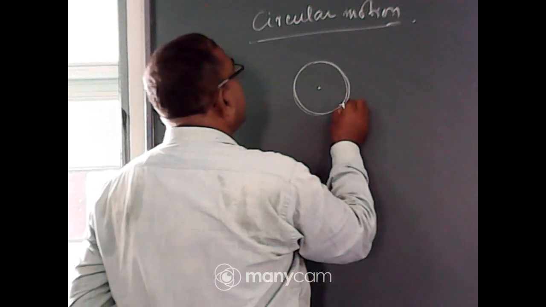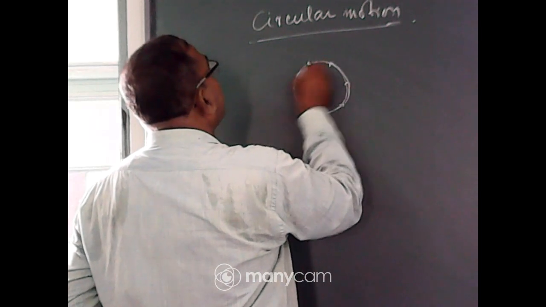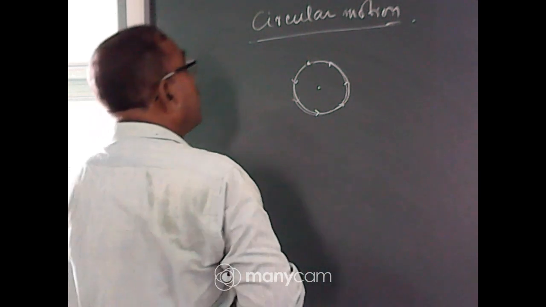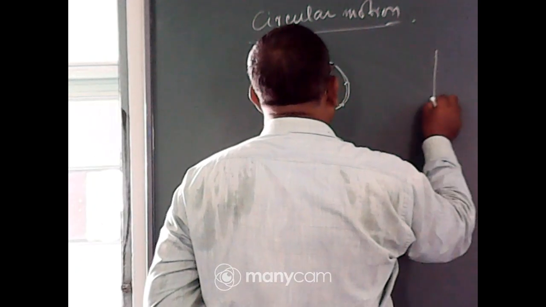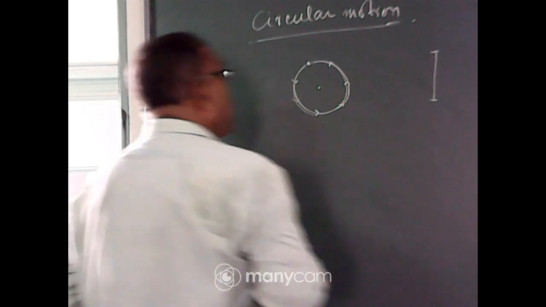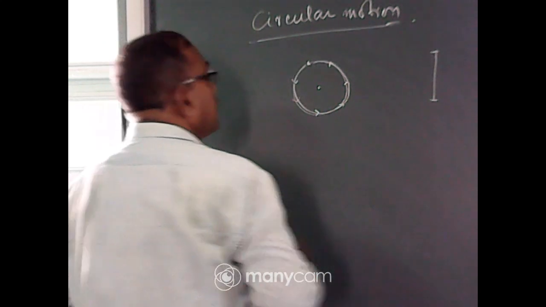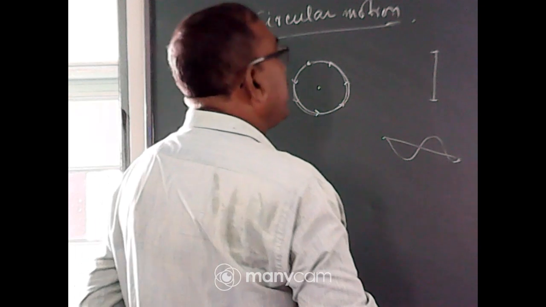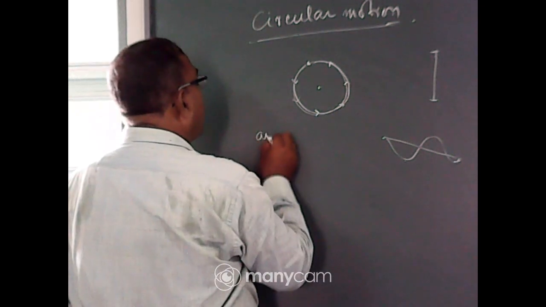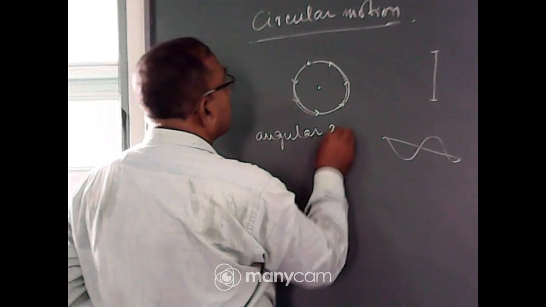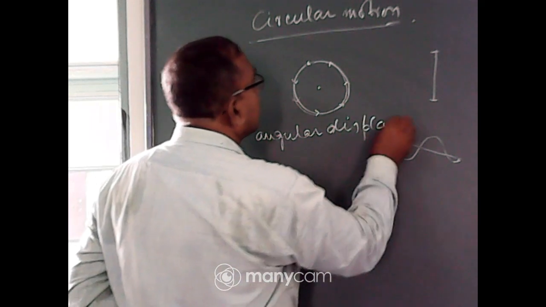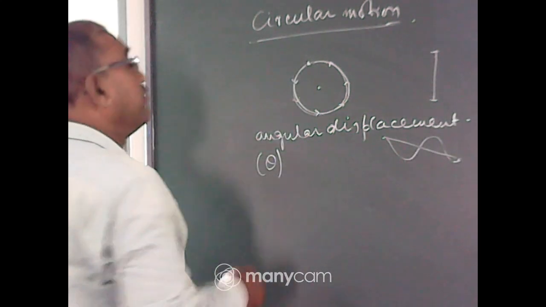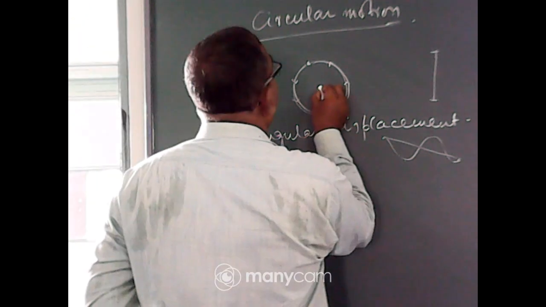When an object moves in a circular motion, you can measure the distance with respect to its angle. Displacement, you know it. This is the displacement from here to there. Similarly, here the term is angular displacement. Angular displacement is denoted by the letter theta.